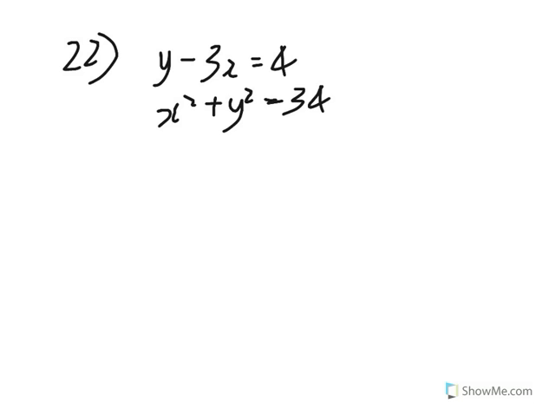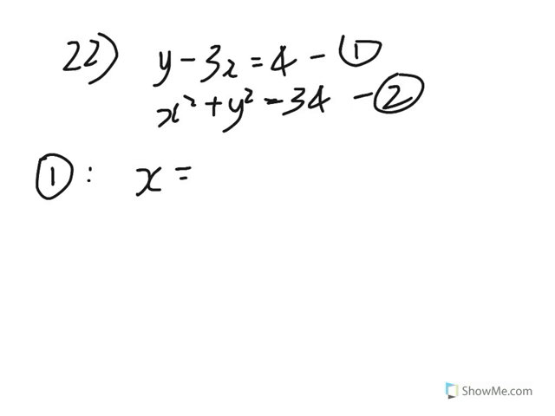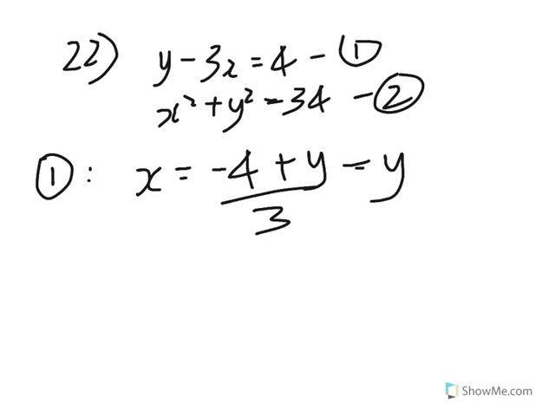Okay, question 22. You're just being given these two formulas, 1 and 2, and you're being asked to solve the simultaneous equations. So first of all, I'm going to take equation 1 and make x the subject. So x is equal to, I hope you know this, subtract y on both sides and divide both sides by -3. You're going to get minus 4 plus y over 3, or y minus 4 over 3.